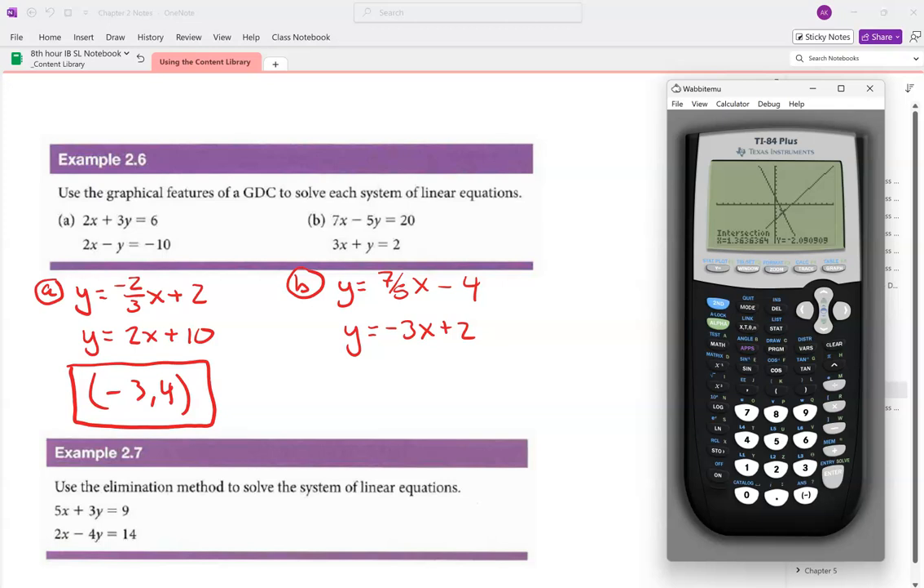What should I say here? How many decimal points should I give? 3 sig figs, 2 past the decimal. Okay. What's the X coordinate? 1.36. The Y coordinate? Negative 2.09. Great.